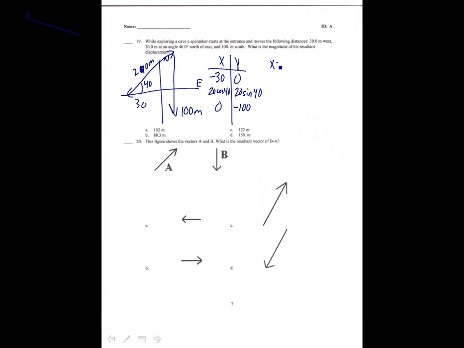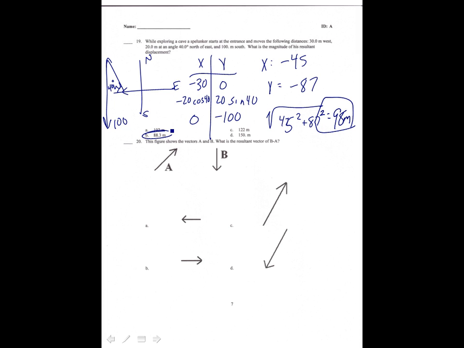Now if I add up my x components, that's 20 cosine of 40 minus 30, which is equal to minus 15 meters. And if I add up my y components, that's 20 sine of 40 minus 100, which is equal to minus 87 meters. And then I want to know the magnitude. That's the square root of 15 squared plus 87 squared, and that's equal to 88 meters. I could have just as well asked what is the angle, in which case you'd have to use the inverse tangent. But the answer is 88 meters. That's B.